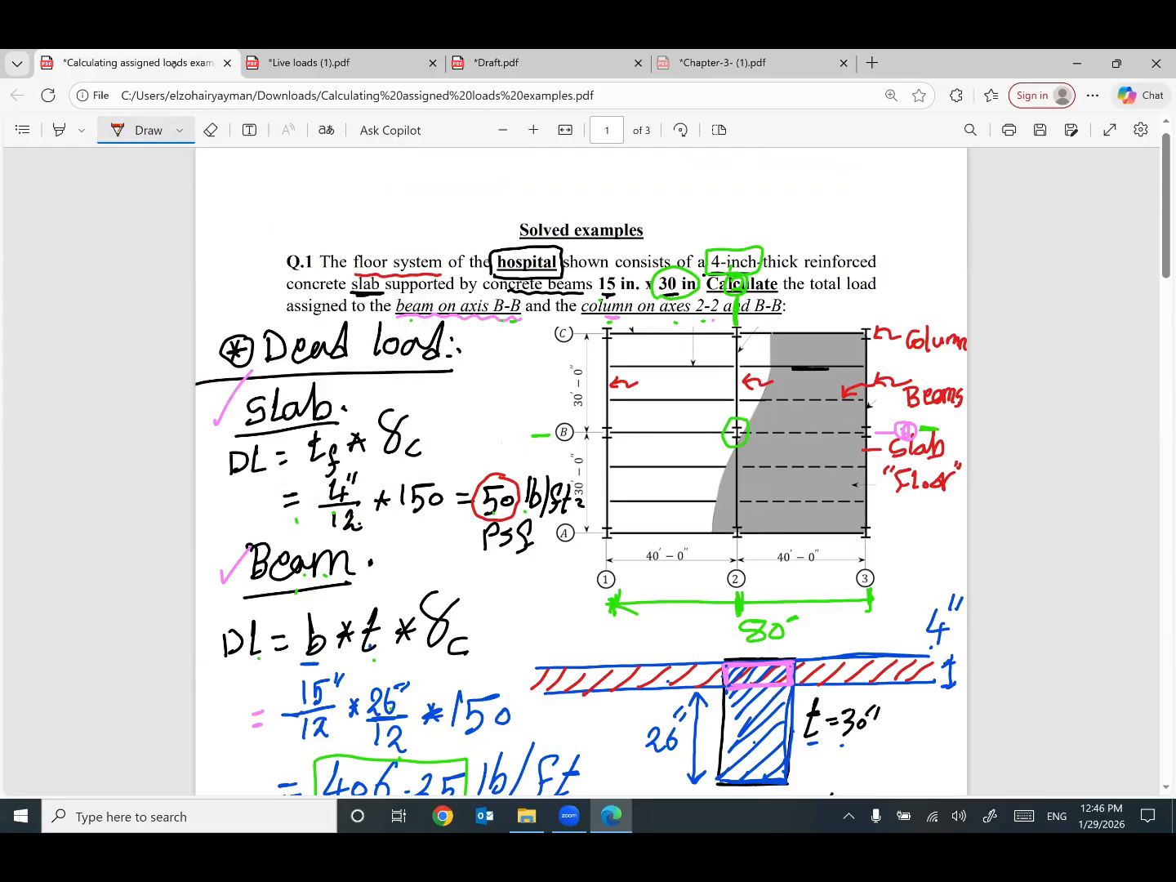From this column to the next one, I will divide this distance. From this column and the next one on the other side, divide. From this column and the bottom one, I will divide this distance. From this column and the top one, I will divide this distance. So the area assigned to this column will be this one.